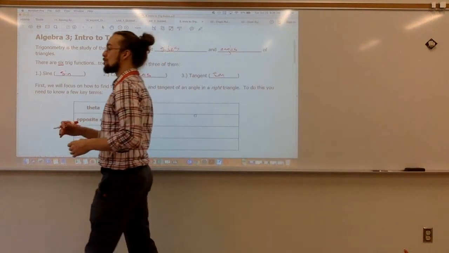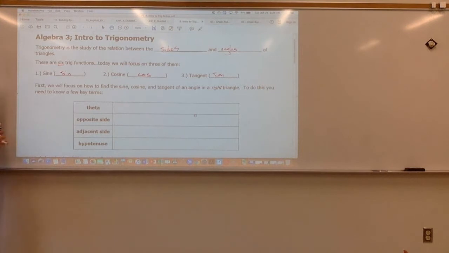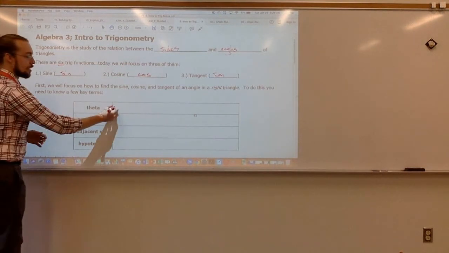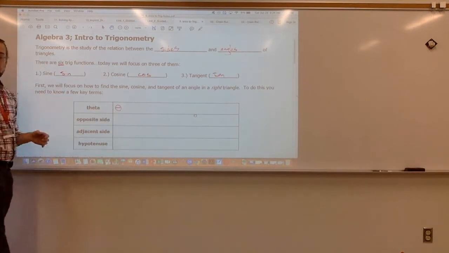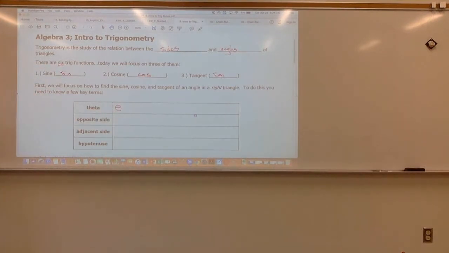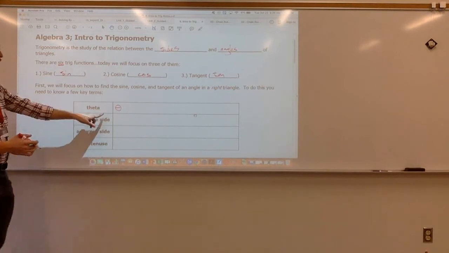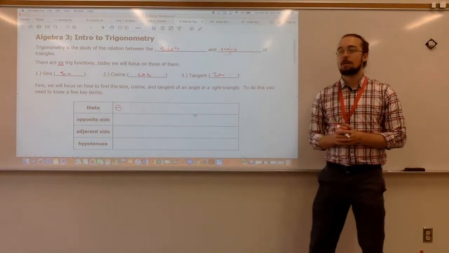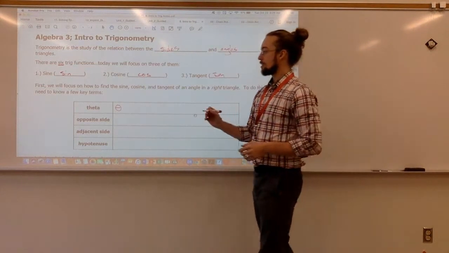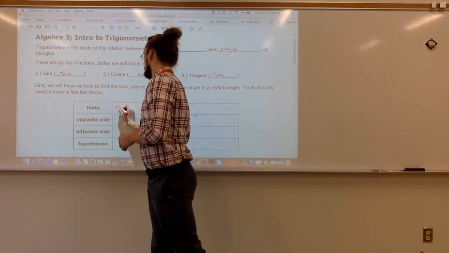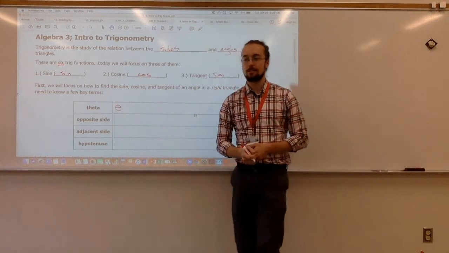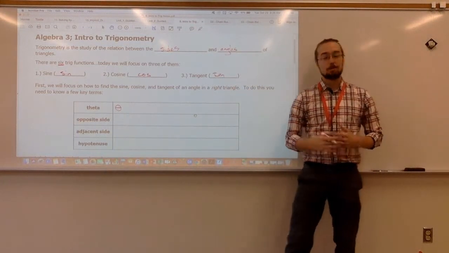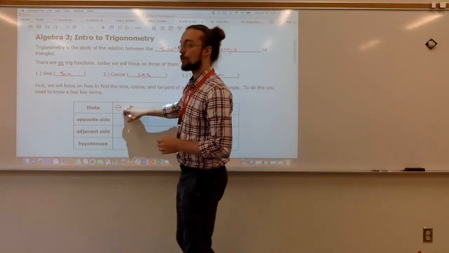The first is theta. Does anybody know what theta is? Theta is just a Greek letter that looks like this. It's a zero with a line through it. It goes all the way through, I just didn't connect it there. So theta is a Greek letter that looks like this.